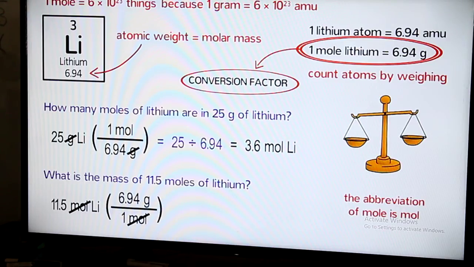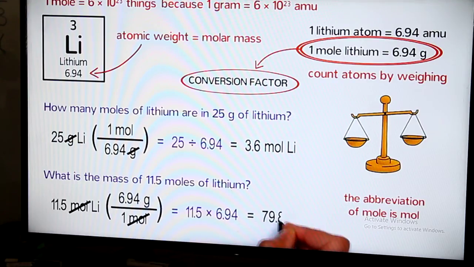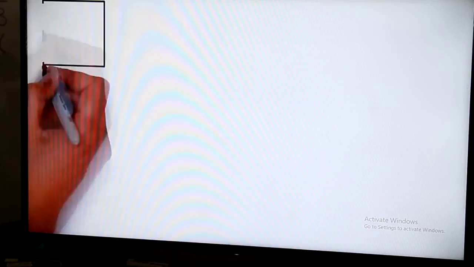Moles on the top and bottom cancel each other out. Because 1 is on the bottom of the fraction, in your calculator type 11.5 times 6.94. The answer works out to be 79.8 grams of lithium. That is how to convert between moles and grams for elements, but what about molecules and compounds?